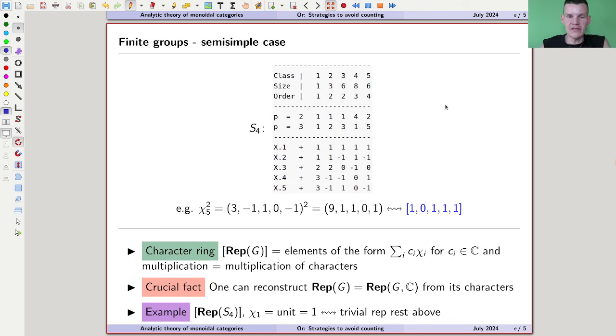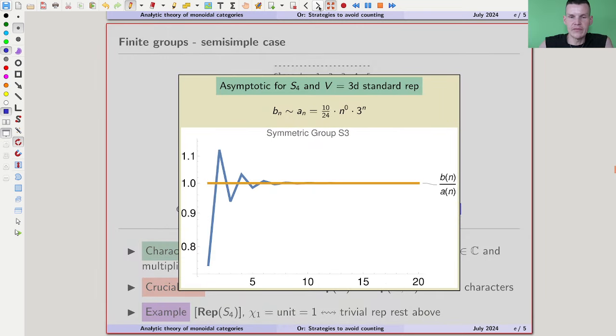Cool. Let's do the same for S4, and let's say we take the fifth representation. Why not? To do the same, you square everything and you decompose it in terms of the others, and you get something. You do this analysis, it's not difficult, you can do it yourself, and you will find that it's 10 over 24. This guy is still 0, 3 is the dimension.